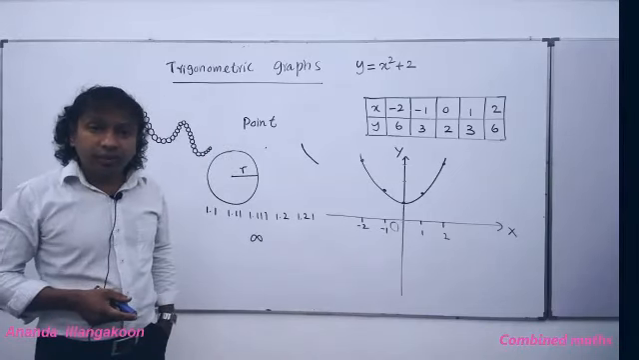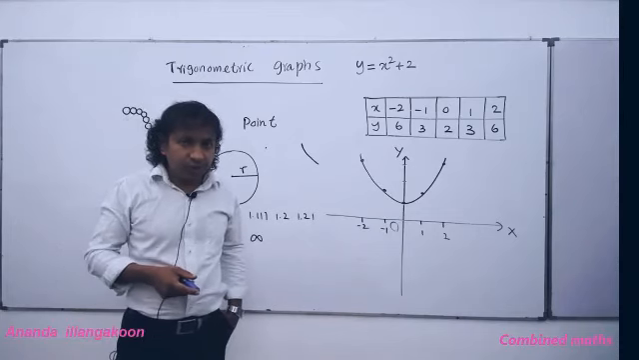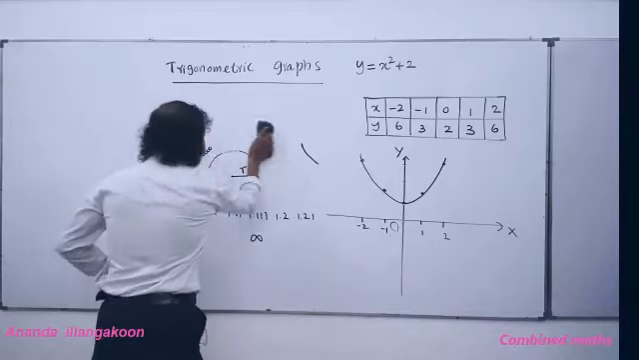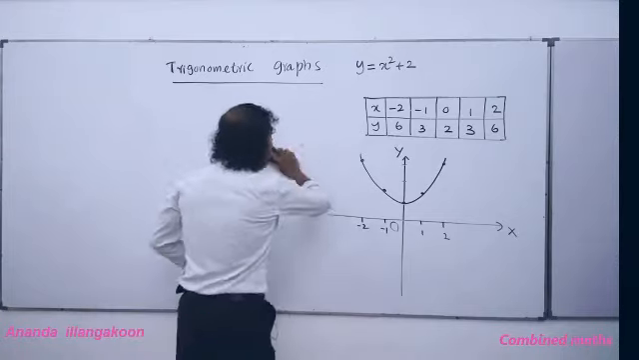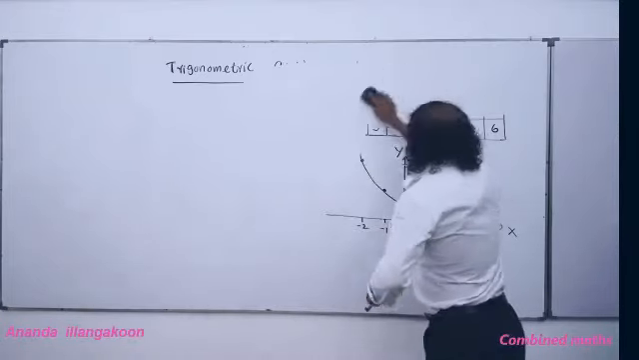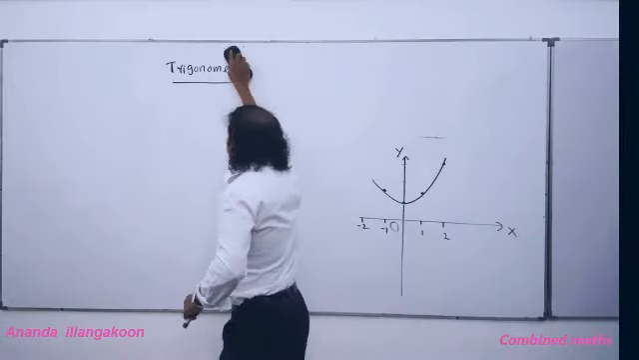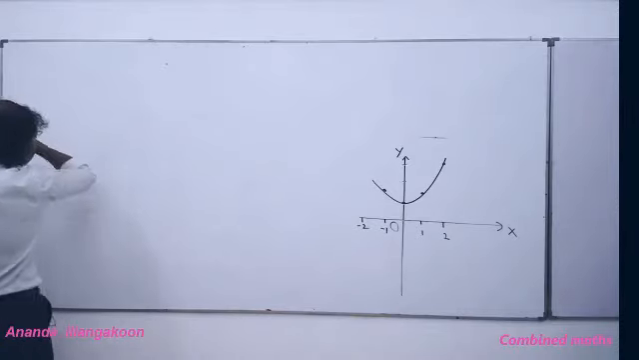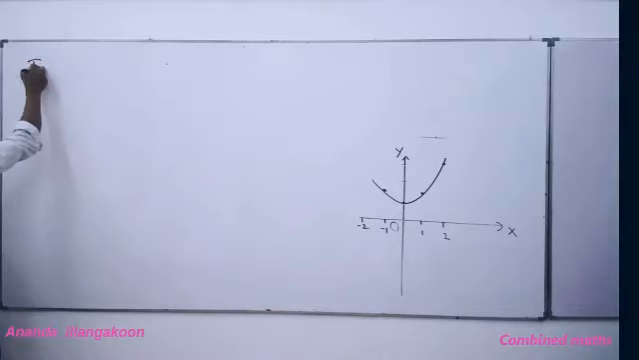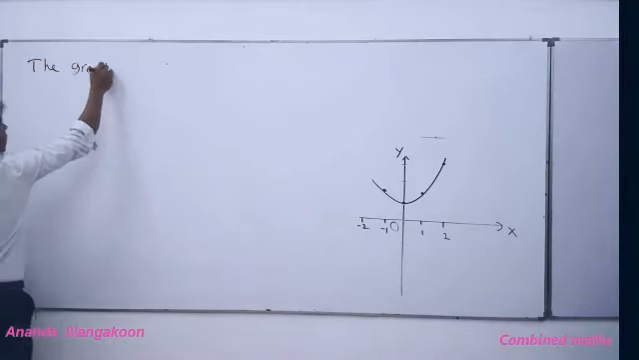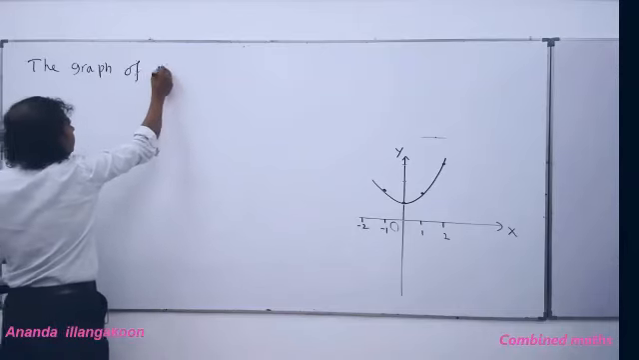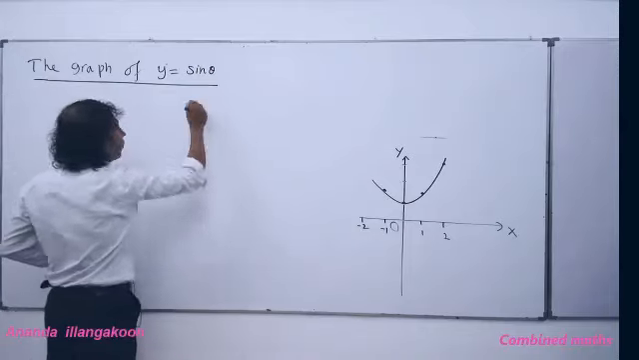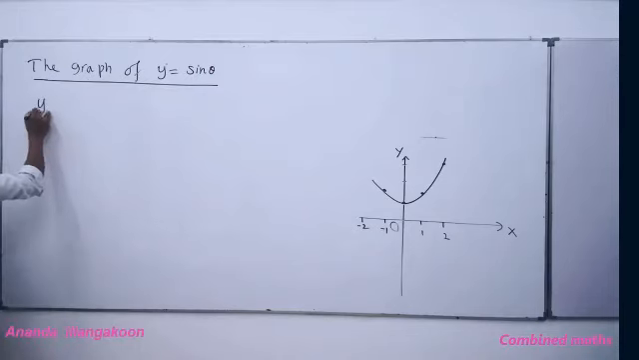Now let's see then the first trigonometric graph that we must draw is the y equals sine theta graph. Okay. I write down, the first graph is therefore the graph of y equals sine theta, right? Y equals sine theta.